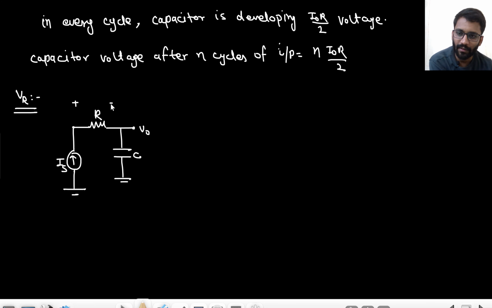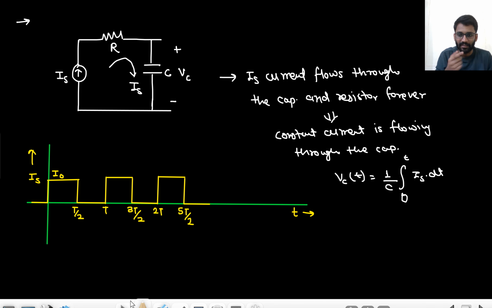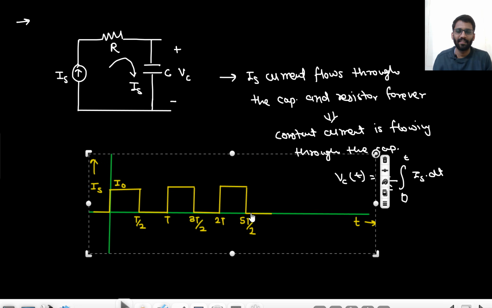This is VR. Current IS is always flowing through the resistor, so your VR would be IS into R, right? That means how will your VR waveform look like? It will be the same as the input waveform. This waveform. It will be the same as this waveform, right?